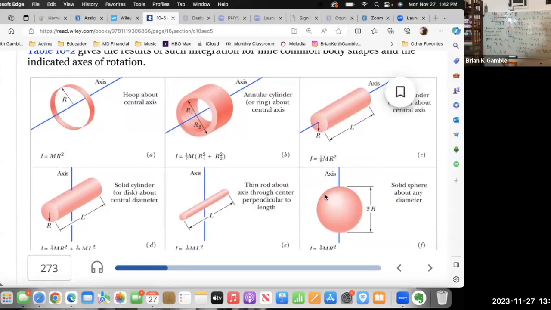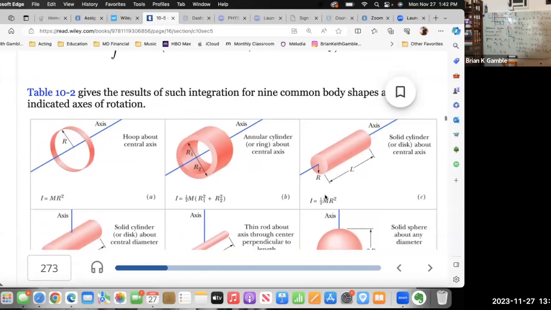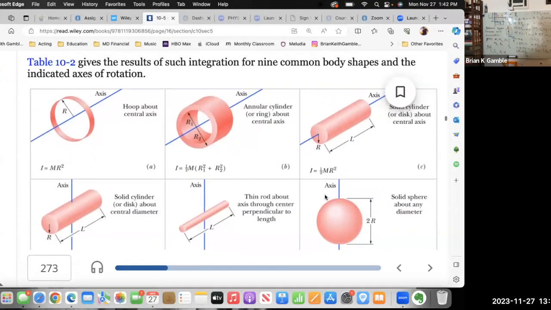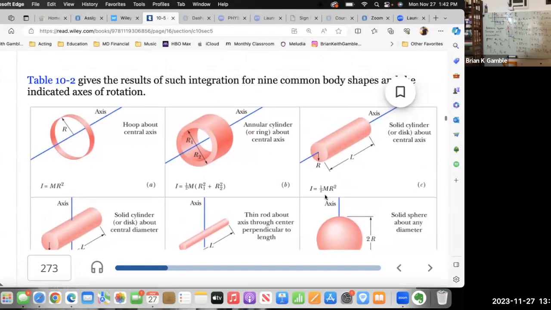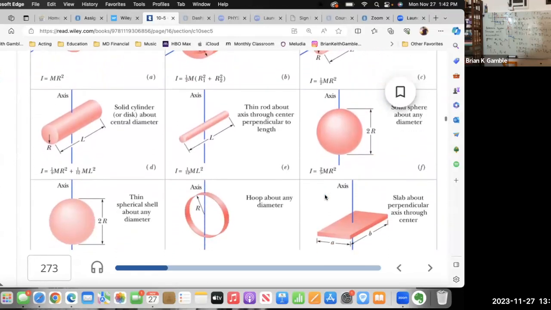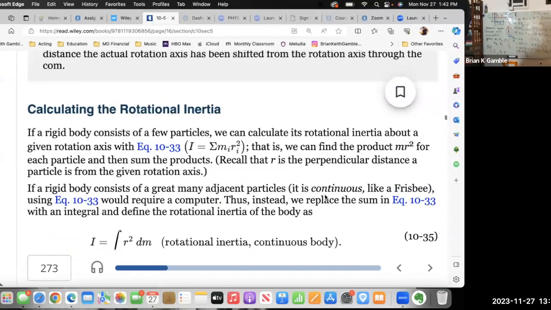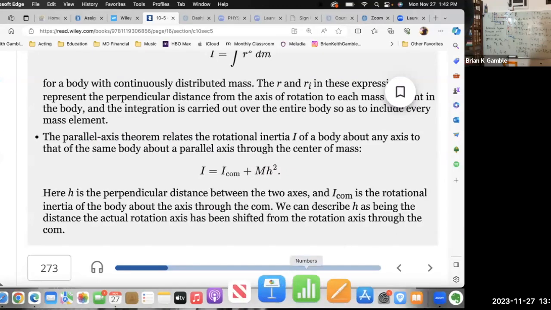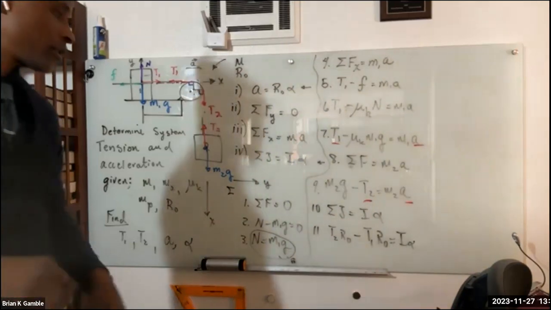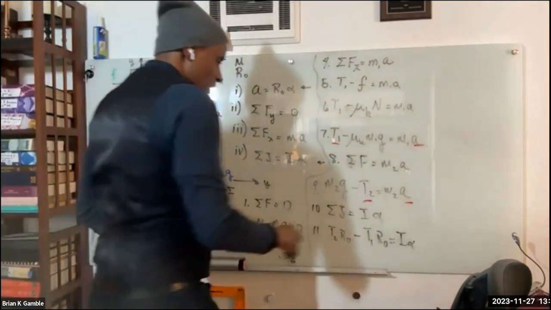For a solid, that's a solid cylinder about the central axis. Yeah, that's 1/2 mr squared. So that would be a solid cylinder, yeah. So that's the moment that we would have to use here, 1/2 mr squared.